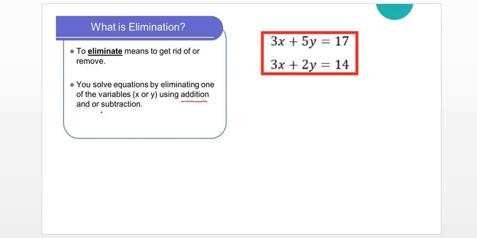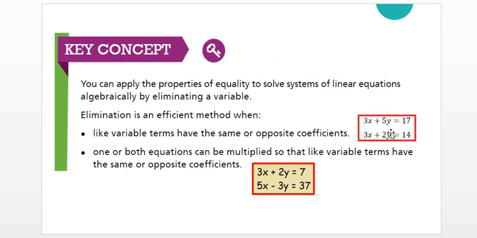Obviously I will explain on the next slides what it means, but the main idea is that we try to get rid of one of the variables in step 1 by elimination, right? And only the other variable is left by the end of the first step, and then you can easily get the value of that variable. So here the key concept is you apply the properties of equality to solve the system of linear equations algebraically by eliminating a variable.